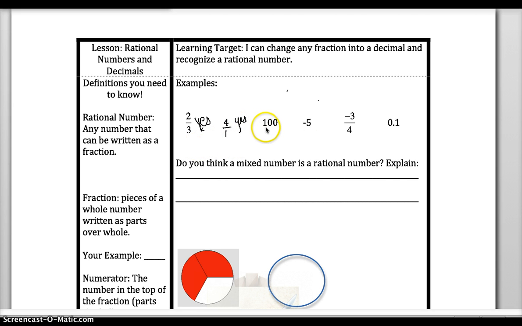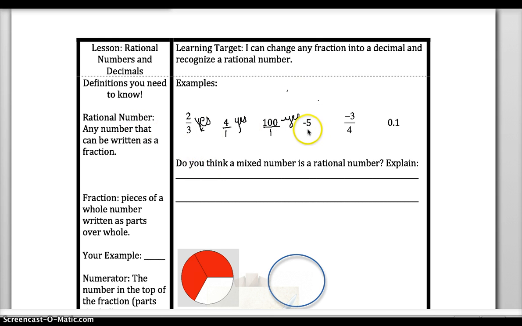And then what about 100? The same thing applies for 100. If you can write the number on top of 1 and put it in the fraction form, then this too can be written as a fraction. And so yes, it is a rational number.